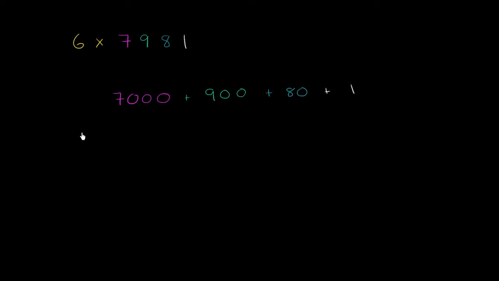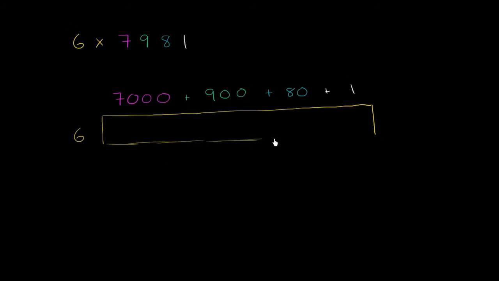And to help us keep track of things, let me draw a little grid right over here. So this is the 6. And we're going to have to think about what 6 times 7,000 is, 6 times 900, 6 times 80, and 6 times 1. So I'll make a little rectangle for each of them. So here we go. And so we just need to think about what is 6 times 7,000?